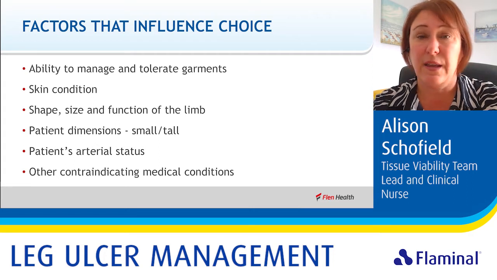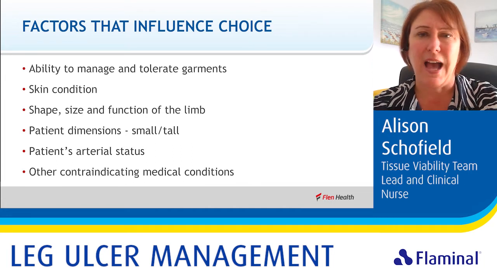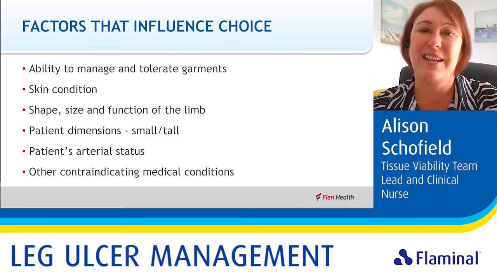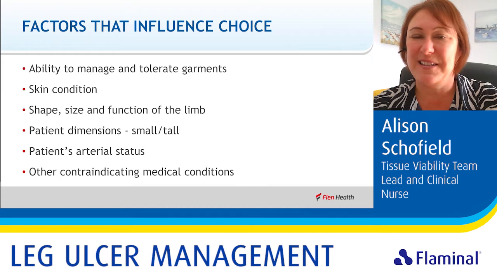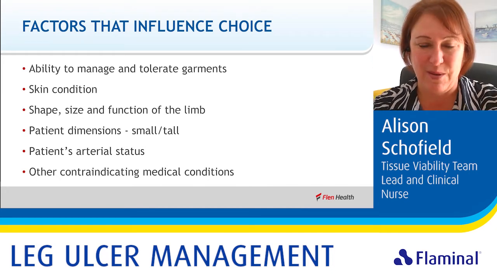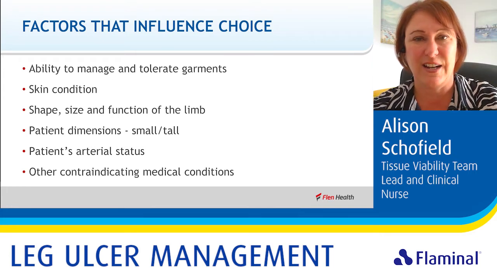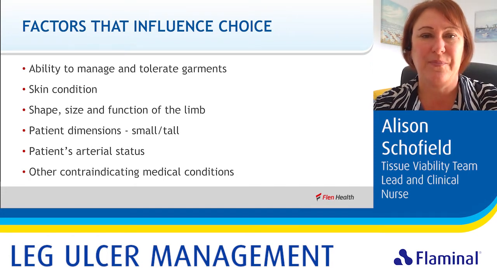The shape, the size and the function of the leg, what's their walking ability, have they got fixed ankle joints, things like that. Again, the small, the tall patient, how much compression do they need? And their arterial status, so it may be that we're going to a reduced compression rather than full. And any other medical conditions, have they got sensation loss? Is there peripheral disease there to them? Have they got neuropathy? And arthritis, are they going to be able to actually physically apply these garments? So lots to think about.